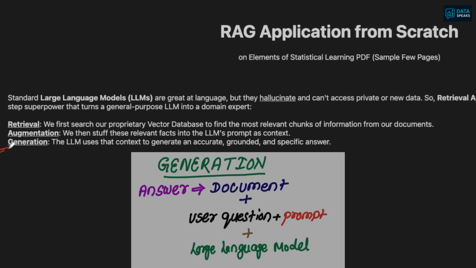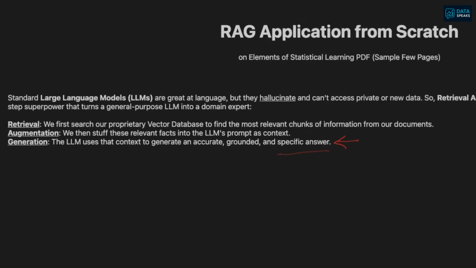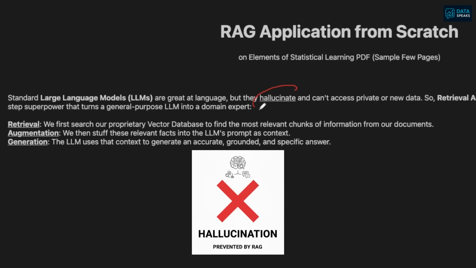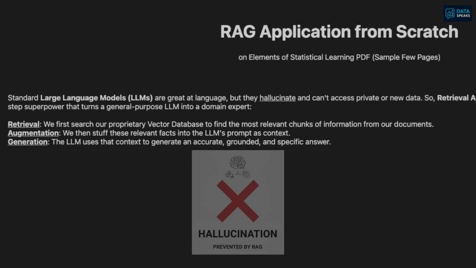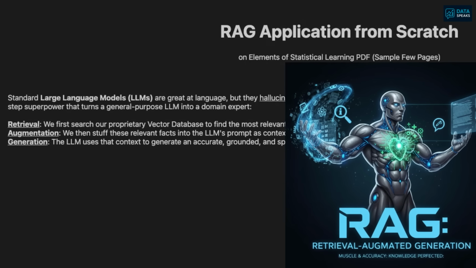Finally, we look at the generation piece, where the large language model uses the context that is taken through retrieval and augmented into the prompt to generate the accurate, grounded, and specific answer that the user is looking for, without any specific issue of hallucination. It can be more accurate and, most importantly, more relevant to the request that the user has made. So that's what we're going to look at here. Let's dive into our coding side and develop the powerful application step by step, one step at a time.